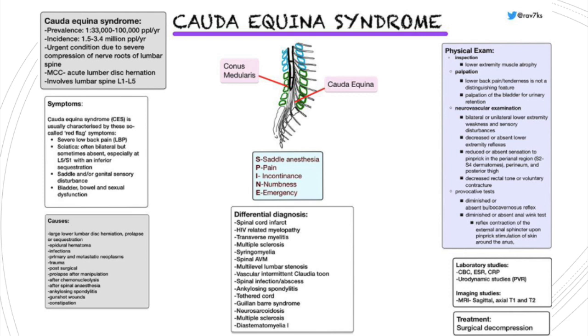Cauda equina syndrome. This is usually caused by severe spinal cord compression of the nerve roots of the lumbar spine, usually between L1 and L5. In the saddle area, pain, incontinence, numbness, tingling, this is an emergency. Cord compression is an emergency. The treatment for this includes surgical decompression.